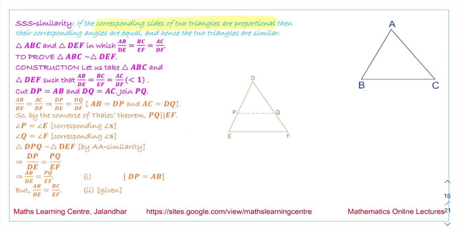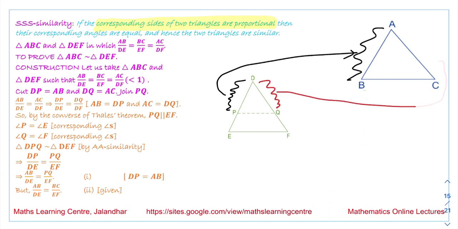So we have done the construction and we take triangles ABC and DEF. Again the similar kind of construction as we have done in our previous question, we are doing over here. We have cut the point P such that DP and AB are equal, and we have cut DQ such that DQ and AC are equal to each other. Then we have joined these two points P and Q.